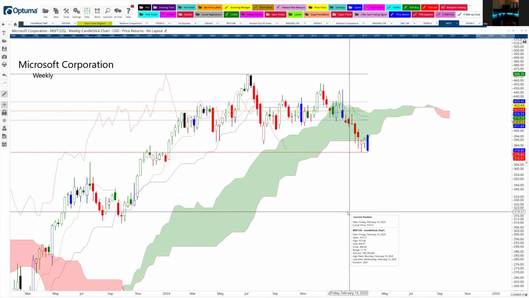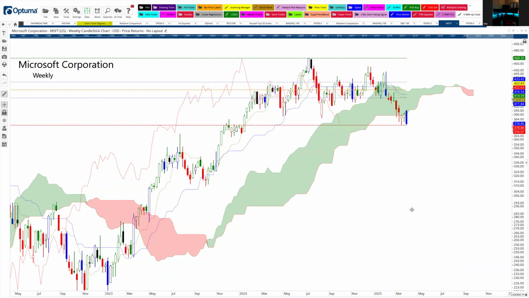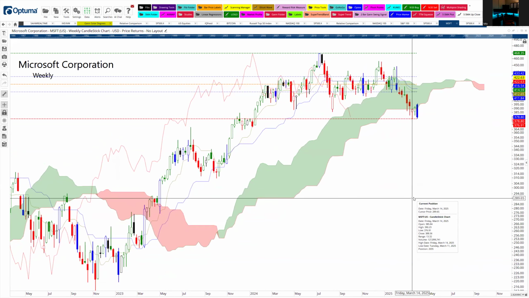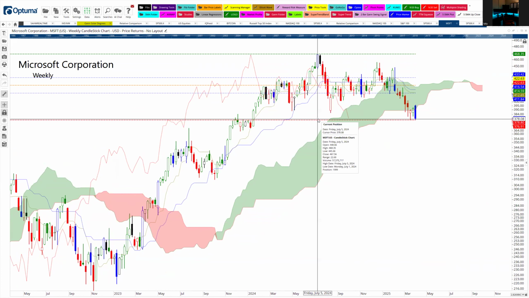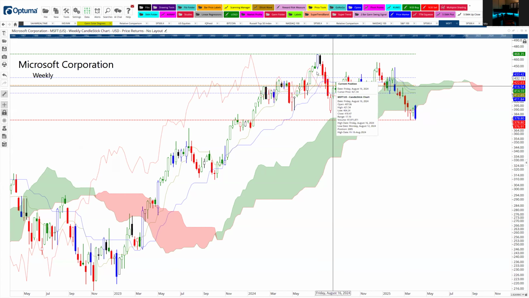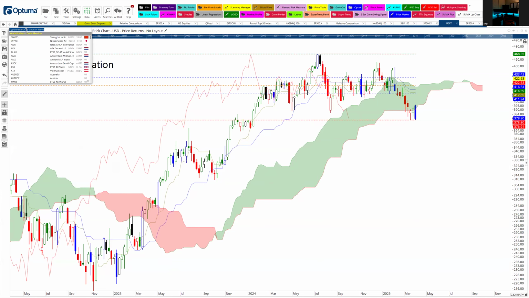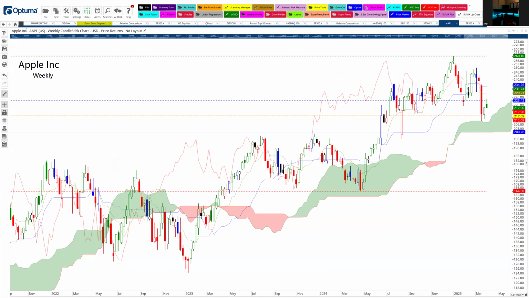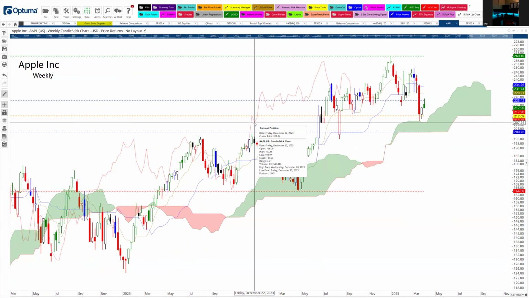Actually getting out of the cloud. Yeah, I wouldn't touch Microsoft. Really. Dead money. This is dead money right now. What this stock has been doing since last year, since the July high right there, is... Apple is much better. It's stronger.